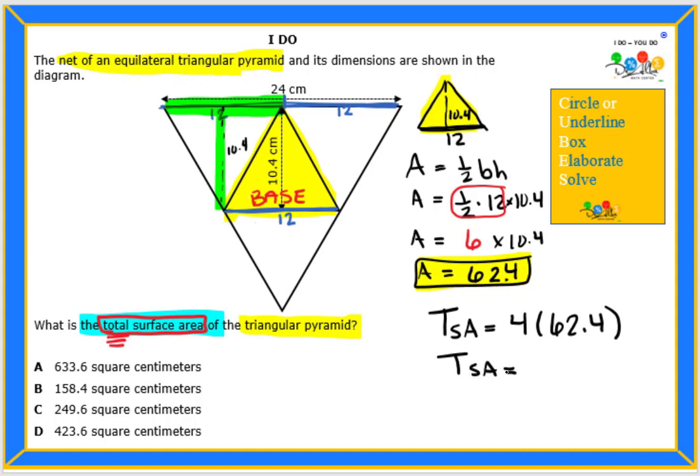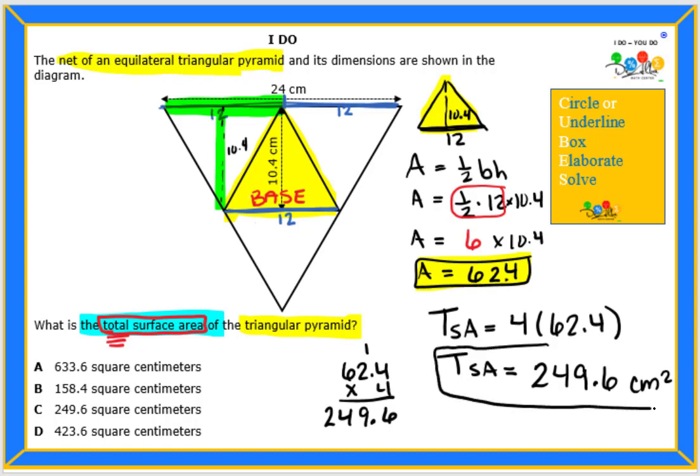So the total surface area is, I'm going to multiply that right here, 62.4 times 4. 4 times 4 is 16. We're going to carry 1. 4 times 2 is 8, and 1 more is 9. 6 times 4 is 24. And we have one number behind the decimal. So our total surface area is 249.6, and our units are square centimeters. So we found our total surface area.